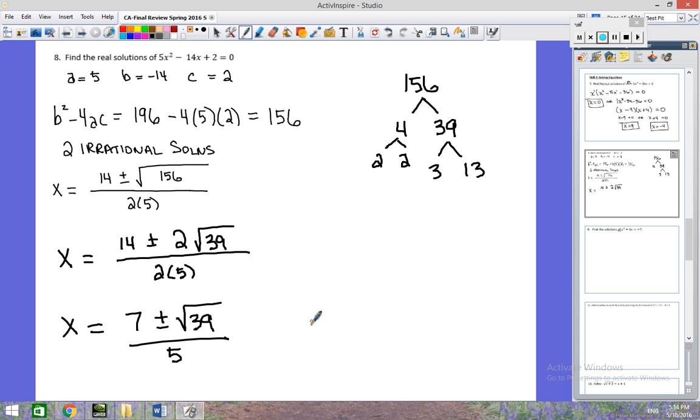Remember, the final exam is going to be multiple choice. I think I just heard people clap and yell hooray. Just kidding. So look for one of these choices. And again, it's going to be in reduced form. You're not going to see it as 14 plus or minus 2 radical 39 over 10. You're going to have to reduce fractions and simplify radicals to find that answer.